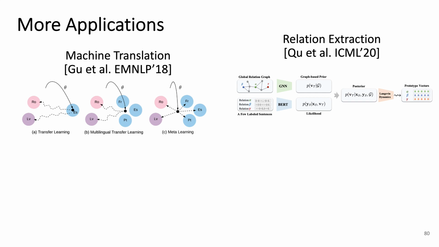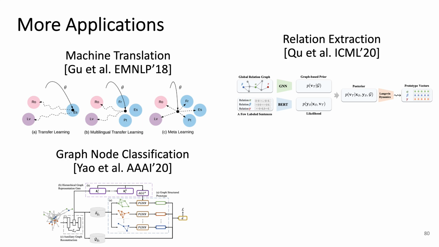Another type is relation extraction. In relation extraction, people use a few labeled sentences and want to do classification of the relation. Another one uses the global relational graph as a prior. They construct the graph-based prior, and also use the Bayesian prototype to get its likelihood, and then combine them to get the posterior and use Langevin dynamics to optimize it to get the final prototype vectors.